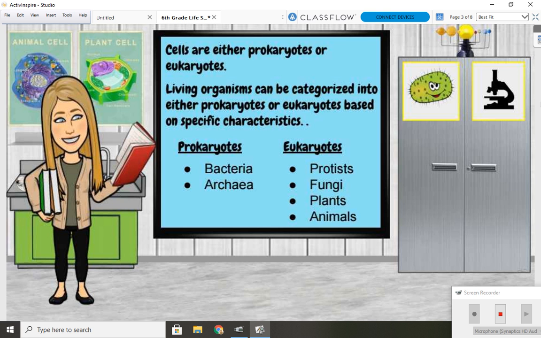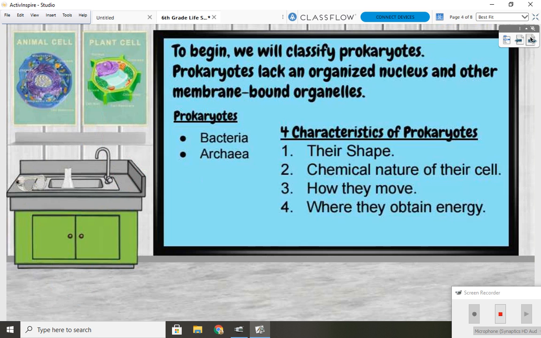The biggest difference between these is that prokaryotes are mainly single-celled organisms, teeny tiny, microscopic, difficult to see. Eukaryotes can also be made up of teeny tiny organisms, but there also are many plants and animals and much larger living organisms that we are able to see without using a microscope.